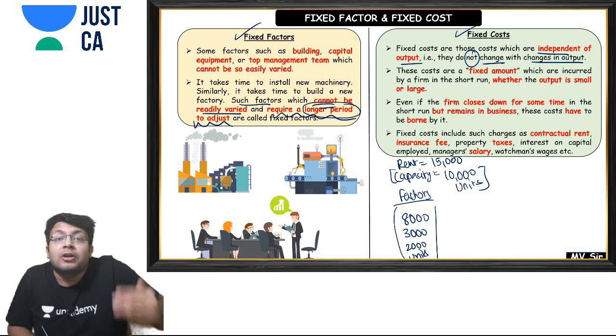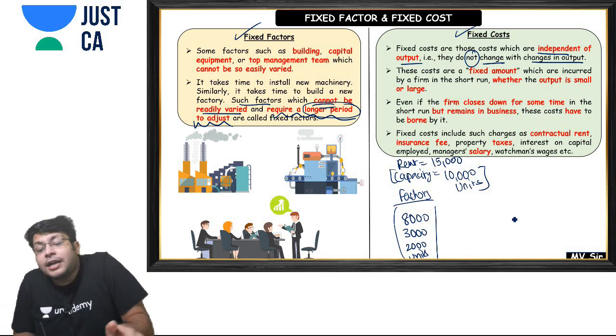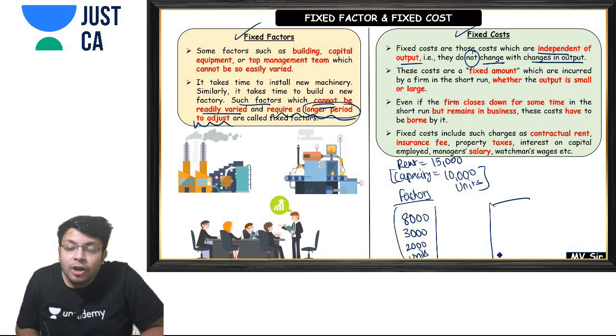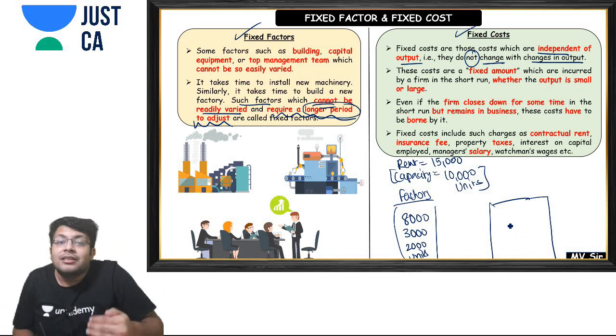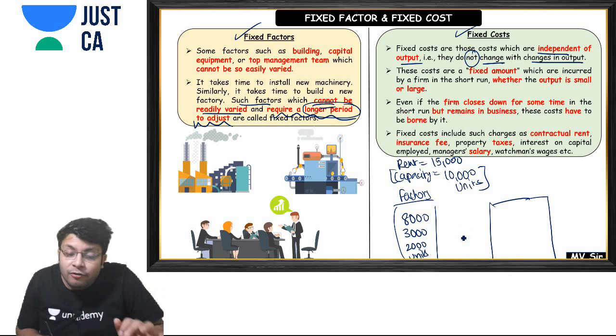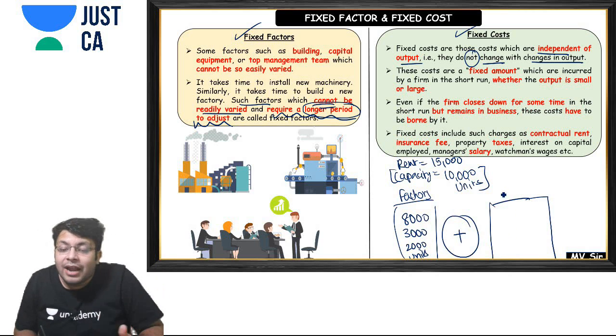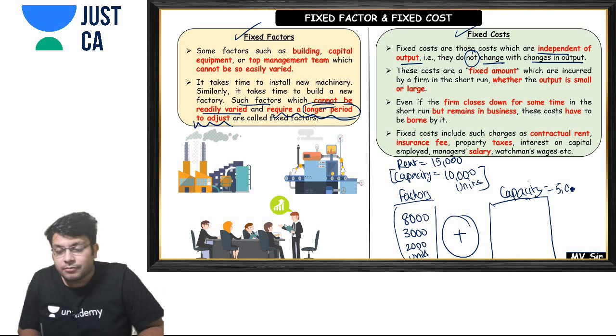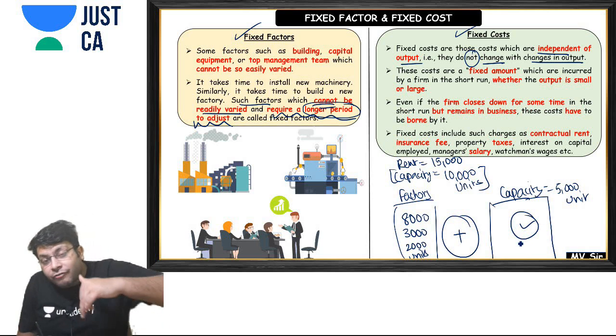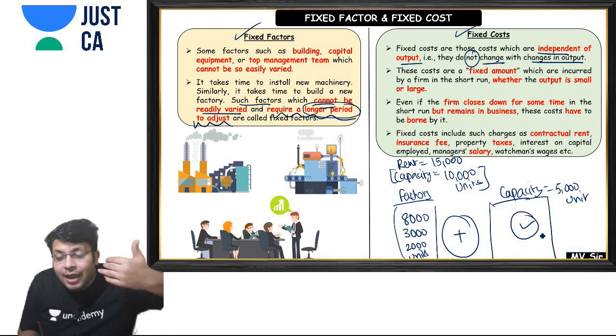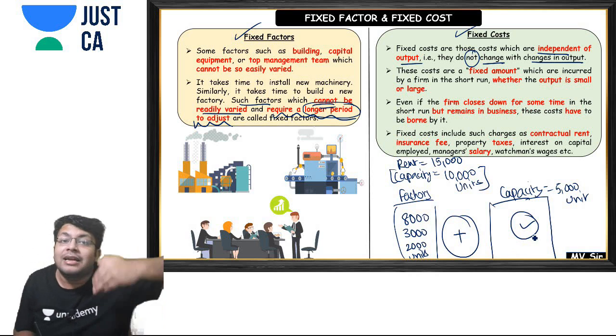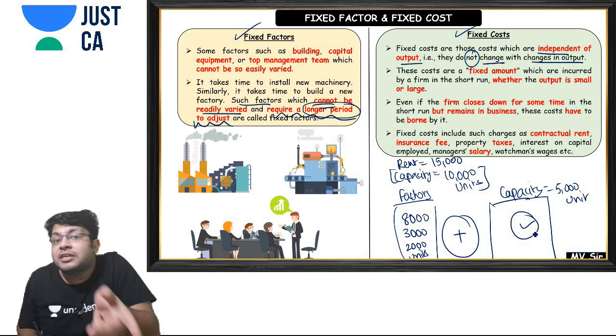If you want to produce 15,000, then you would need an additional factory, or you would need a bigger factory where the capacity would be 15,000, or you would need an additional factory where the capacity of that factory would be at least 5,000. Are you getting my point? Now for the next factory, we will have to pay rent separately. So now your fixed cost is increasing.